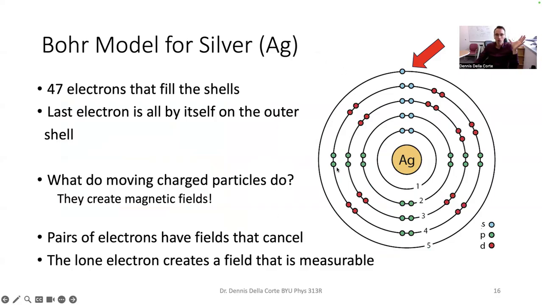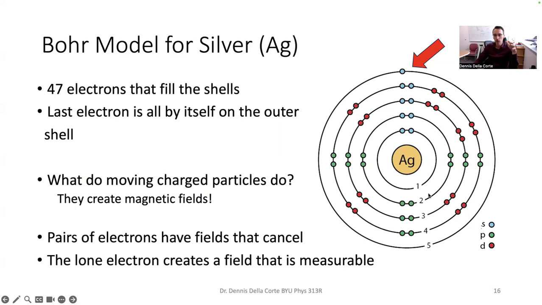Here is the Bohr model of a silver atom shown. So you have the nucleus of the silver atom, and then this has 47 electrons that are filling up the orbitals around it. And if you had chemistry, you might remember the pairing rules and what it takes to calculate how many electrons are allowed in each of these orbits.